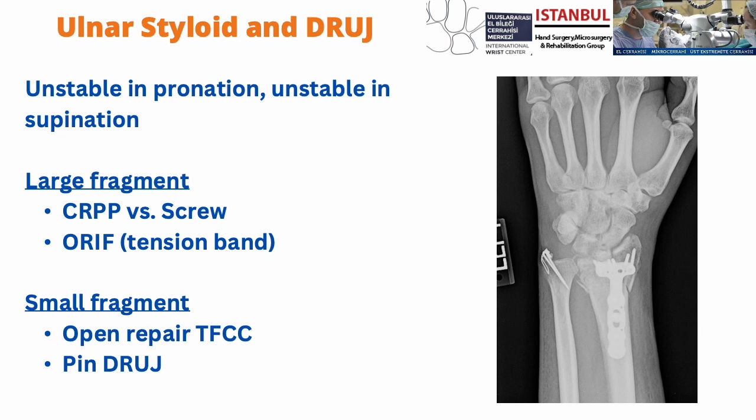With a globally unstable DRUJ in both pronation and supination, the ulnar styloid fragment needs to be fixed. A large ulnar styloid fragment can be fixed with closed reduction and percutaneous pinning or screw. If closed reduction fails, internal fixation using K-wire and cerclage wire as a tension band technique can be used. Open repair of the TFCC or pinning of the DRUJ is advisable in a small ulnar styloid fragment associated with global instability.